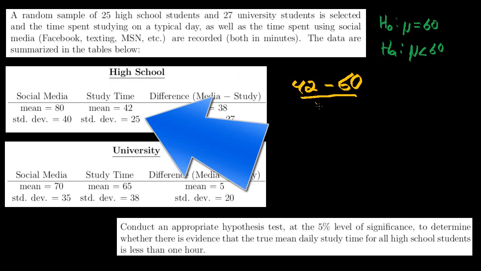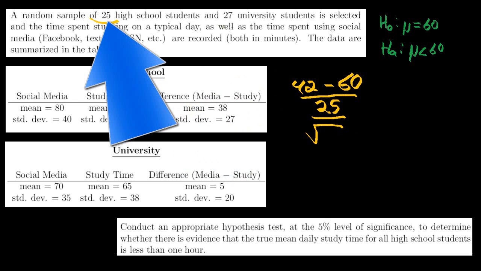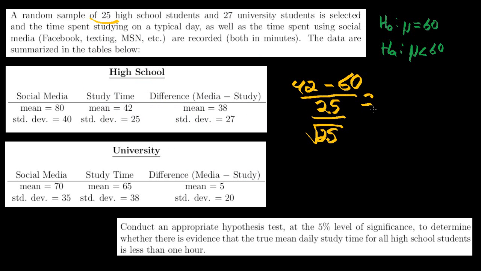Now continuing on, we're going to be using 25, the sample standard deviation, divided by the square root of our sample size. The sample size for the high school students is actually 25. We have 27 university students, so we're going to be using 25 here. This will give you a t-value. This would give you a value of negative 3.6.